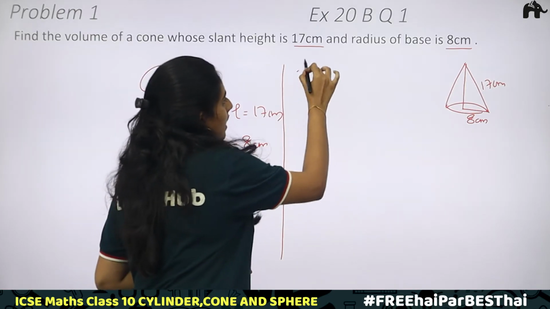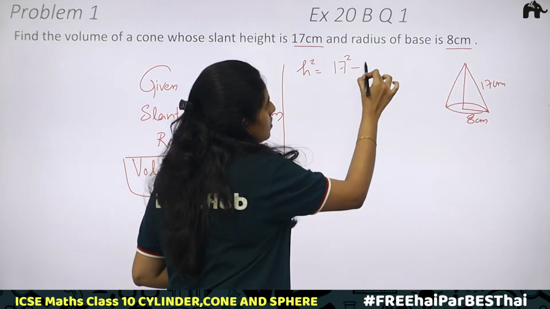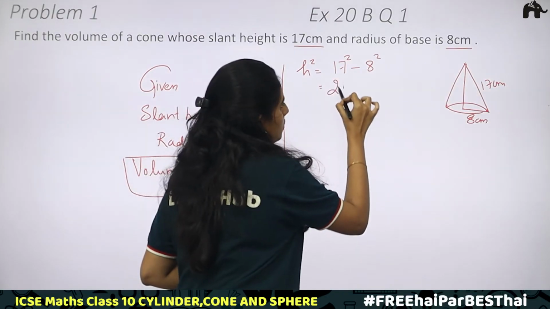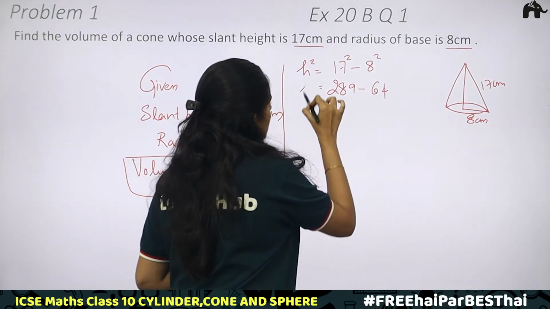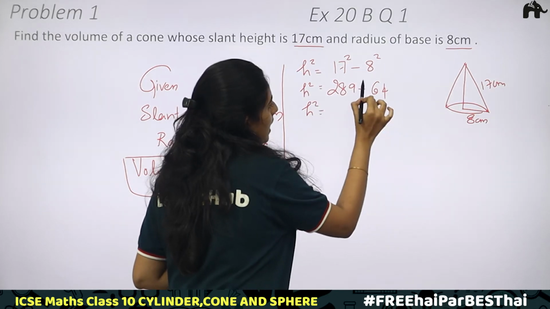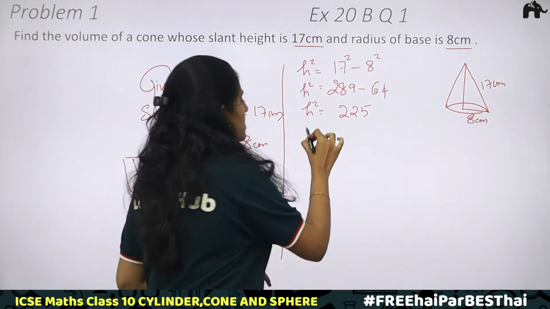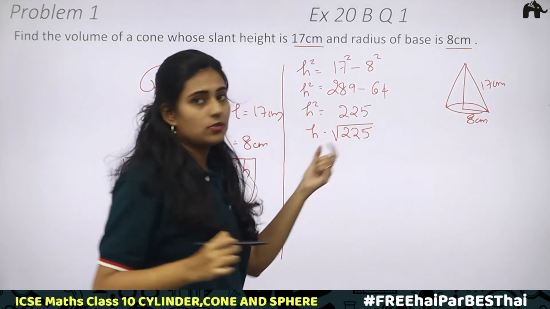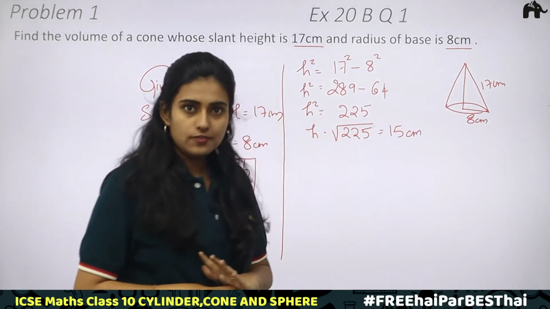Put the values. H square is equal to L square, 17 square, minus R square, 8 square. What is 17 square? 289. 289 minus 8 square, which is 64. H square is equal to 289 minus 64, which is 225. Then what is H? H will be the square root of 225. We all know the square root of 225 is 15. Therefore, height H is equal to 15 centimeter.